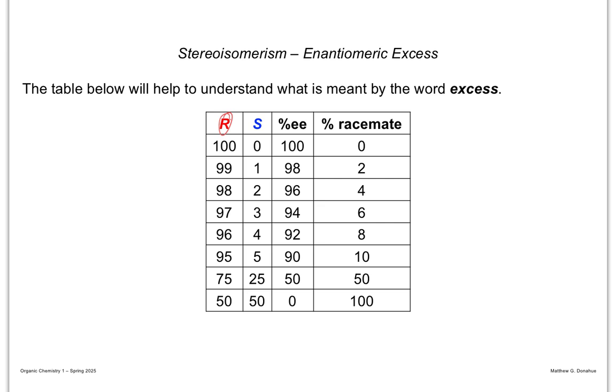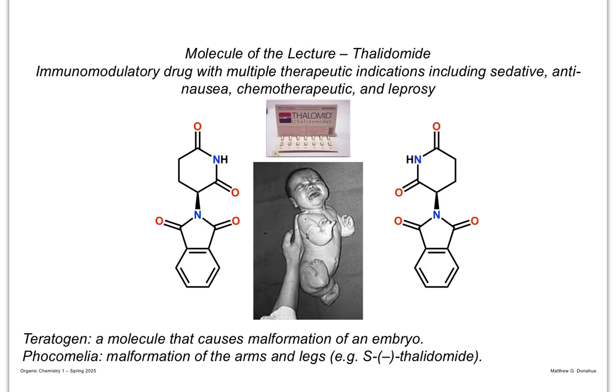So why is this important? On this slide, there's the drug called thalidomide. And so you can see the structure of thalidomide. As they're drawn, they're mirror images. So they're enantiomers.